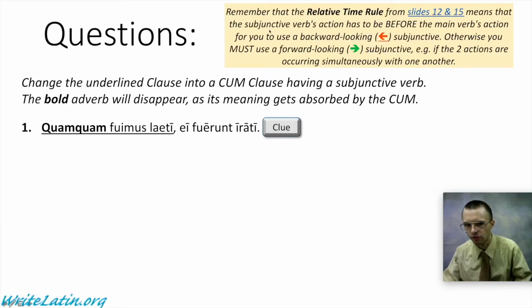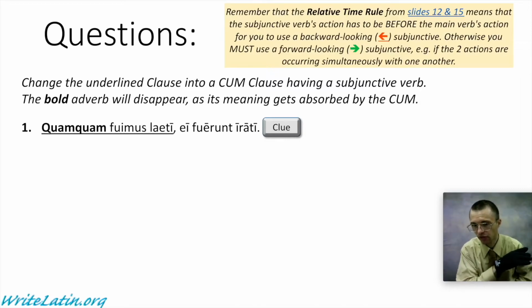Remember, the subjunctive verb's action has to be before the main verb's action for you to use that backward-looking subjunctive. Anywhere else, if it's like at the same time as the main verb or later than the main verb, you're going to use a forward-looking subjunctive. So pay attention to what the relationship is between the main verb and the subjunctive verb. So although we were happy, they were angry. The main verb is were, and the subjunctive verb is were. Same time, this means that you're going to be using the forward-looking one, because you have to have earlier to use the backward-looking one.